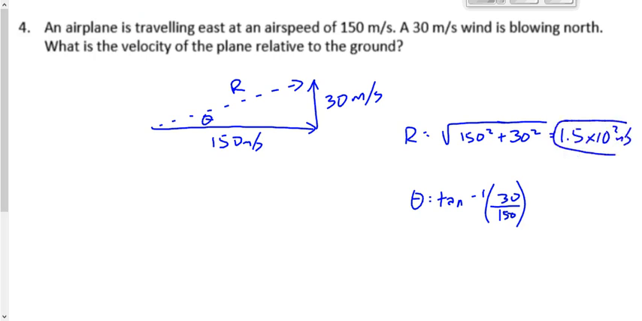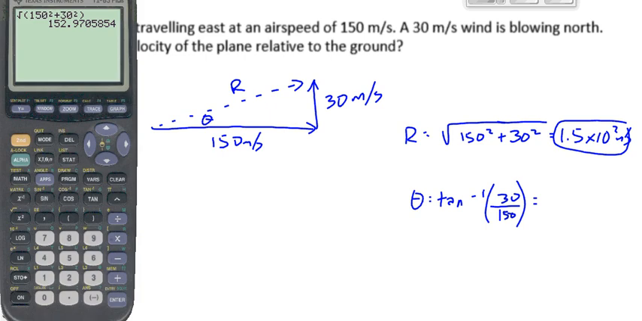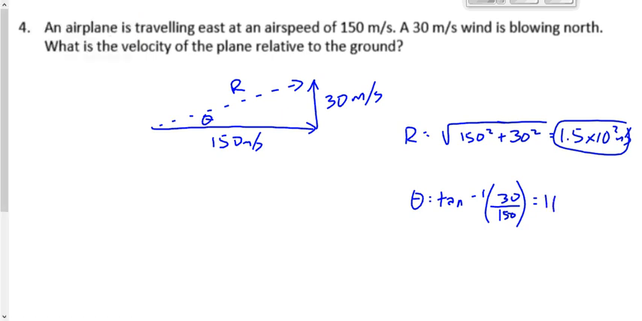And the angle, theta, we expect to get here, what, a big angle or a small angle? It's going to be a small angle because it's only 30 up over 150 over. The inverse tan of 30 over 150 gives me a value of 11 degrees. We're going to say that's 11 degrees north of east.